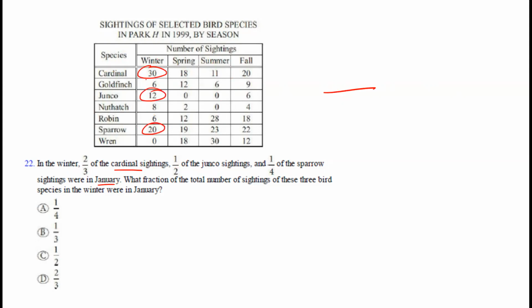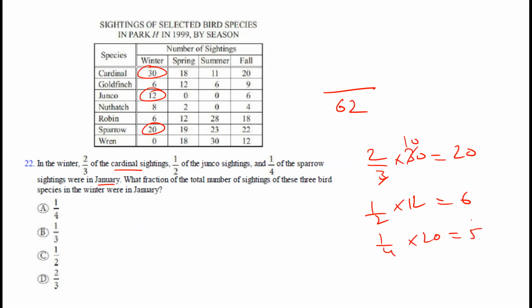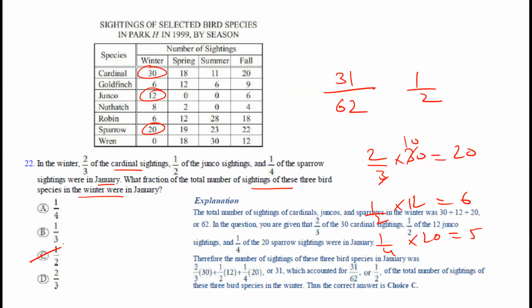So the total number of sightings were 30 plus 12, 42. 42 plus 20 is 62. Now 2/3 of 30 is 20. Half of 12 is 6. And 1/4 of 20 is 5. So 20 plus 6 is 26. 26 plus 5 is 31. So 31 of them were sighted in January. So what fraction of the total number of sightings of these three bird species in the winter were in January? 31 divided by 62 is 1/2. So the correct answer is C.